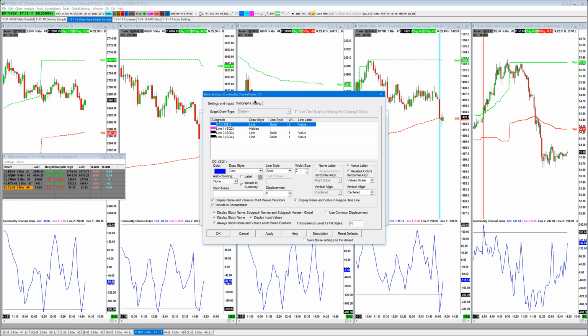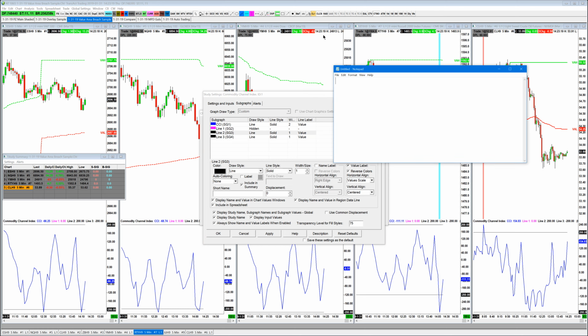In the subgraphs tab, you're going to see the pieces that make up the study, and you're going to see an ID number at the top that's constant. So in this example, the CCI is going to be ID1, and then you can see that the CCI itself is SG1. That stands for subgraph 1. Then, for the lines that are displayed, line 2 here is hidden. This line, which is the upper line, is subgraph number 3, and this line, which is the lower line here, is subgraph number 4.